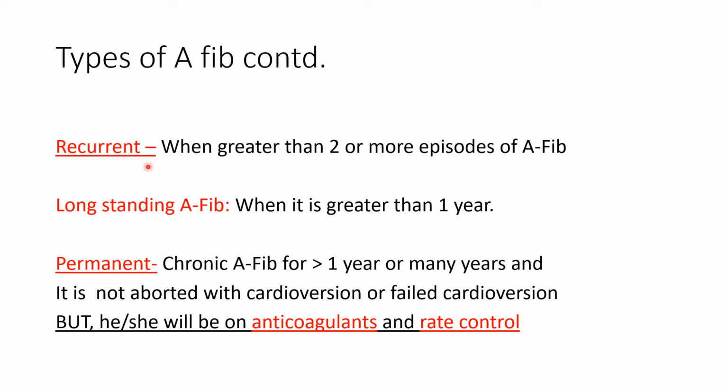Recurrent atrial fibrillation is the definition when we have 2 or more episodes of AFib. Long-standing AFib will be the name when AFib is in that patient for greater than 1 year. Permanent atrial fib is also known as chronic AFib when it is greater than 1 year or many years and it is not aborted with cardioversion or there is failed cardioversion. But the patient will not be left without being helped. He or she will be on anticoagulants and medications to handle the rate. So rate control and anticoagulants in permanent or chronic atrial fibrillation.